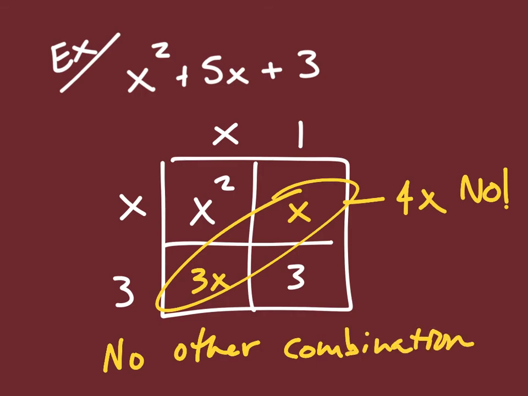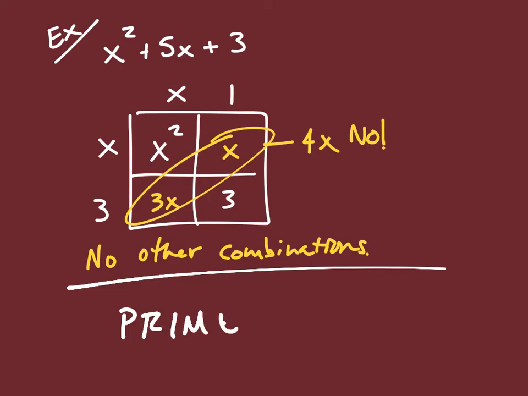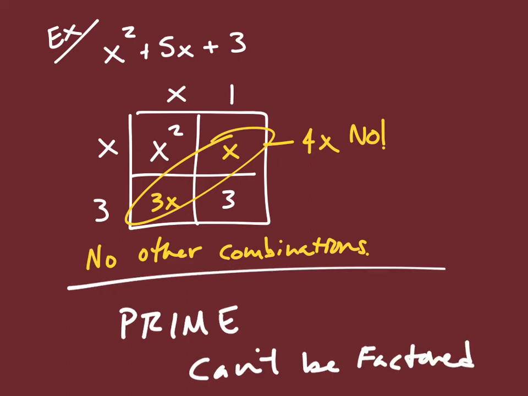Okay? And so because there are no other combinations, this is what we call a prime polynomial, which means that it can't be factored. All right? And that's okay. Not every polynomial can be factored.